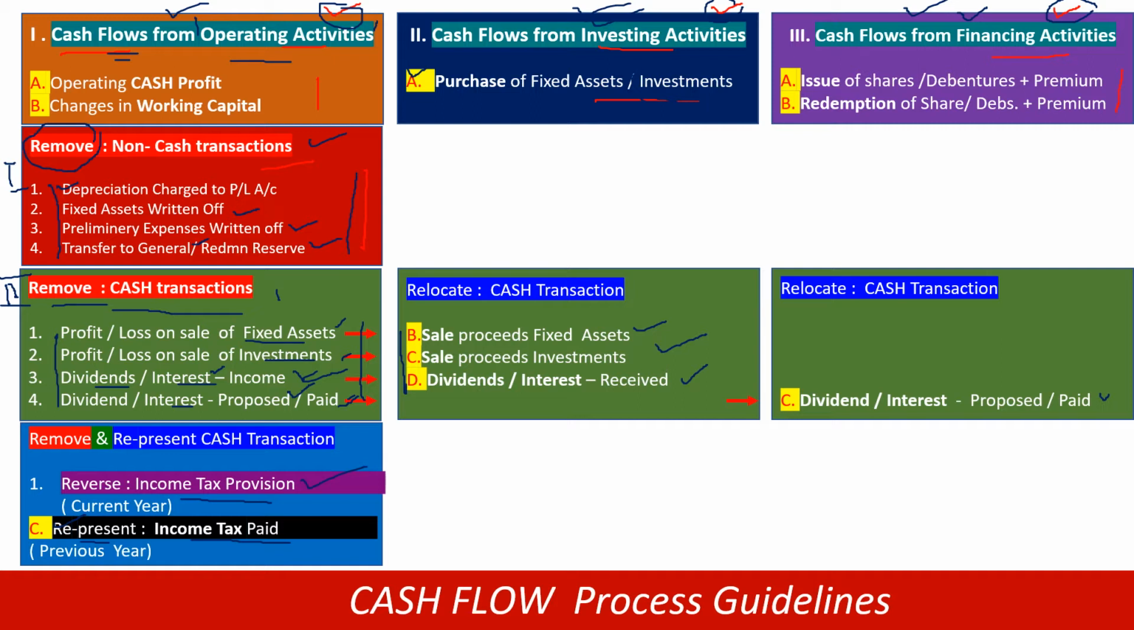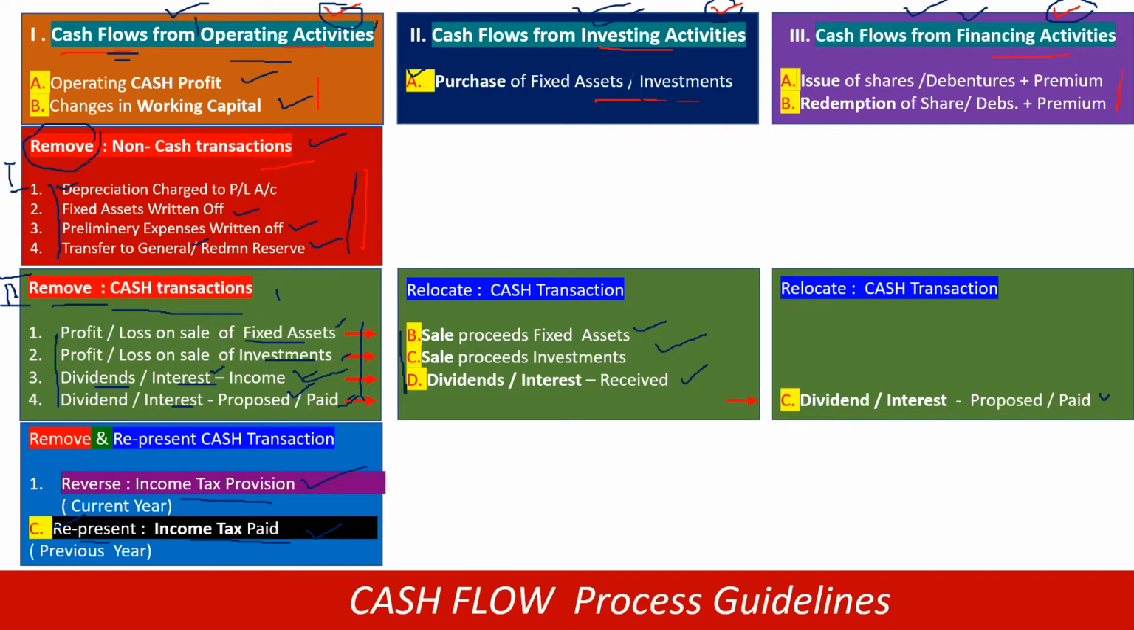In operating activity, there will be mainly 3 items: operating cash profit, changes in working capital, and number 3 is income tax paid. Second, it will be having purchase of fixed assets and investments, sale of fixed assets, sale of investments, dividends and interests under investing. Number 3, cash flow from financing activities: issue of shares and debentures with the premium or without premium, redemption with the premium, without premium, and dividend and interest as proposed.